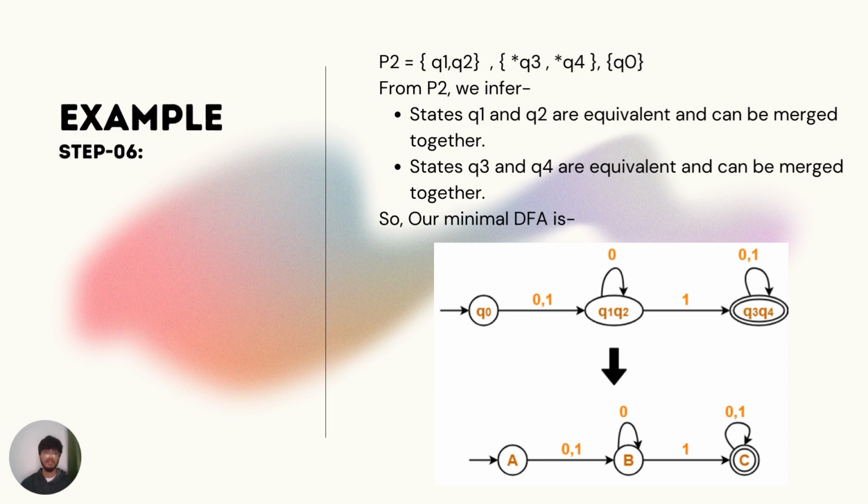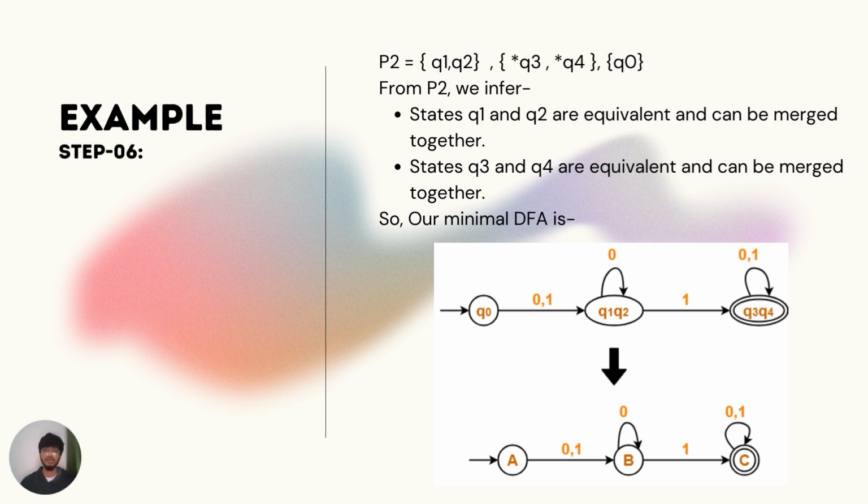Now is the time for the final step. We combine or club all the states of each set into one single state. That is, Q1, Q2 will become one state, Q3, Q4 will become one state, and Q0 will become one state. Here we can see the final DFA. That is, when Q0 gets the input 0 or 1, it moves on to state Q1, Q2.